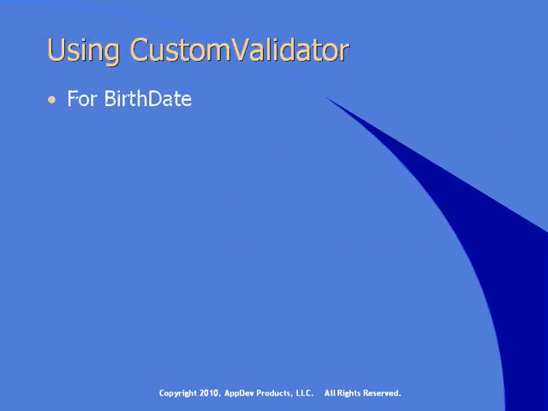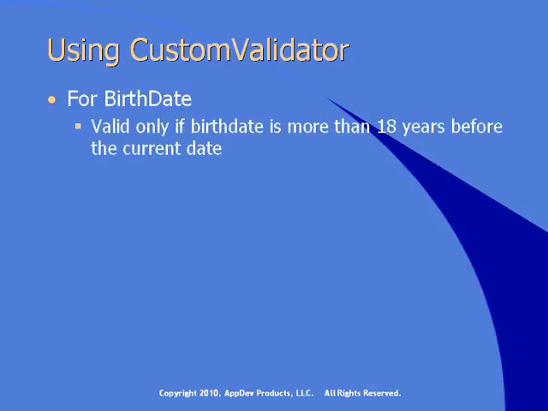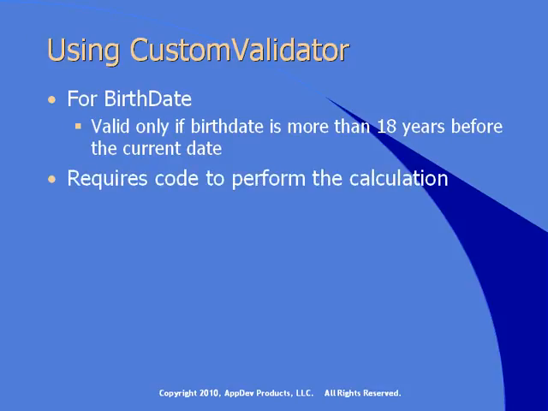On our sample page, we have a custom validator for the birth date field. It's valid only if the birth date is more than 18 years before the current date. There really is no simple way to have this happen without creating some sort of custom validator, and it requires code to perform the calculation.